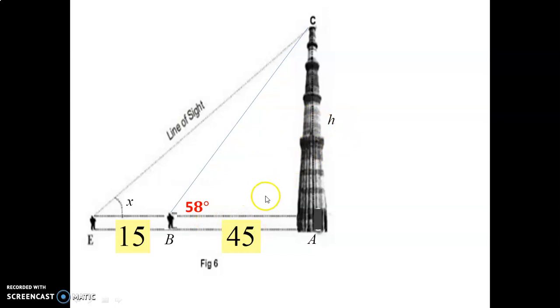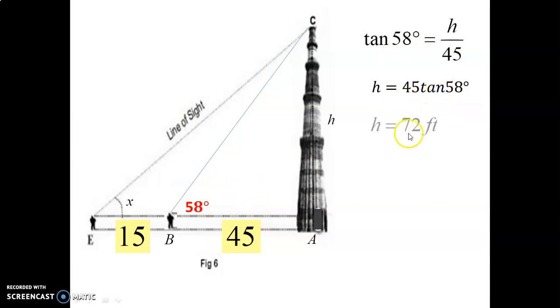Well, we have this right triangle here. We can set up a tan ratio. So tangent of 58 degrees, opposite over adjacent, so h, the height of the tower, over 45 meters here. And solving that, h equals 45 times that, and we have a height of 72. That's a pretty tall tower. Actually, that's incredible how tall it is.